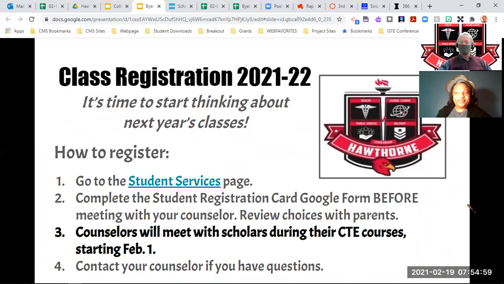Registration's still going on. I saw Miss Walker and Miss Sanders yesterday, and I'm sure they'll be here today working on registering these students. You should have started a couple weeks ago. If you haven't been contacted by them, make sure you get that student registration card Google form completed before you speak with them. Talk with your parents about it also. If you haven't heard from your counselors, make sure you contact Miss Sanders or Miss Walker.